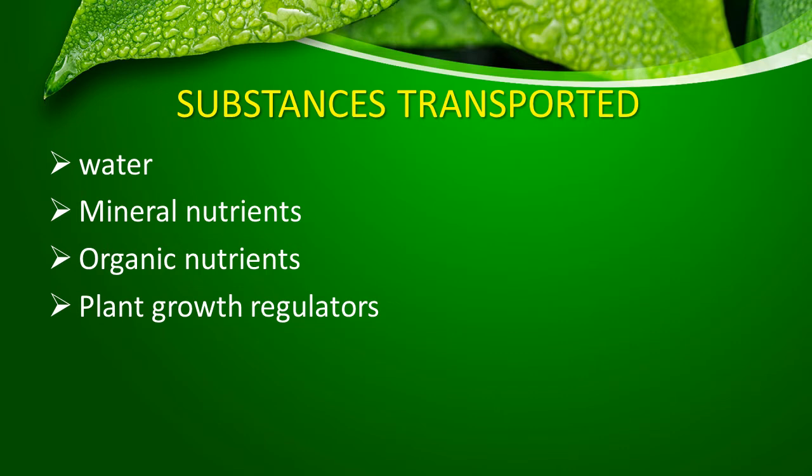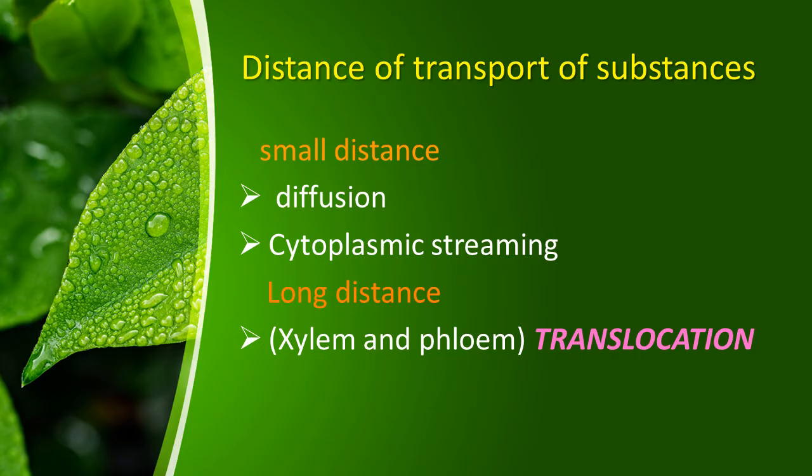So when we talk about movement of substances, we need to know what the substances being transported in plants are. They are water, mineral nutrients, organic nutrients, and plant growth regulators. Plants need to move these substances through long distances. Water and nutrients are absorbed from root hairs, then pass through roots, then to the branches, leaves, and top of the tall trees.